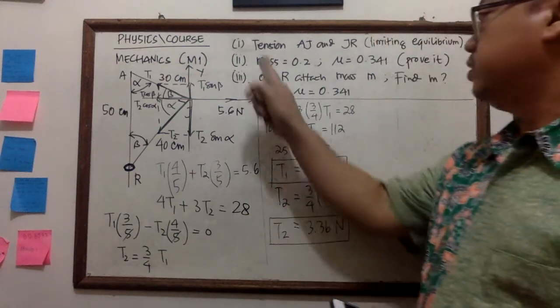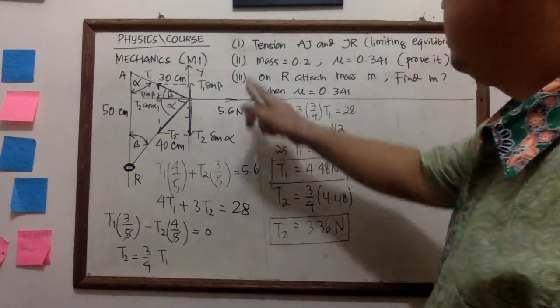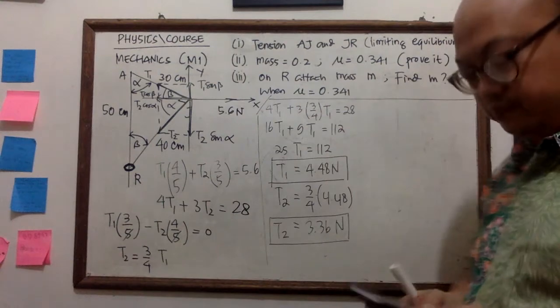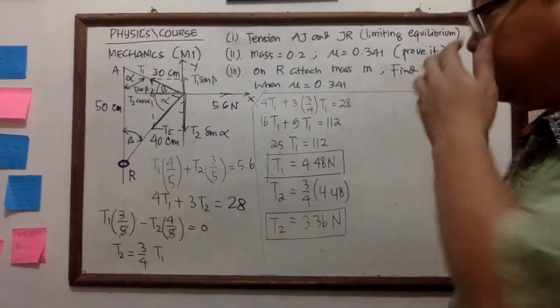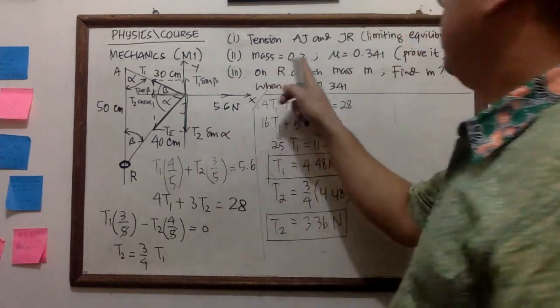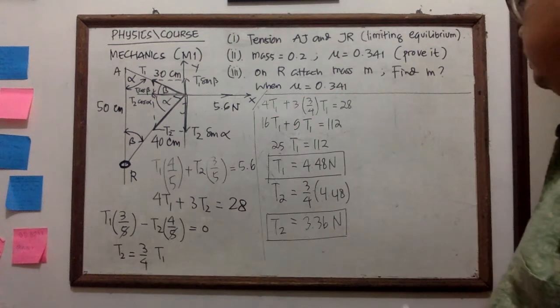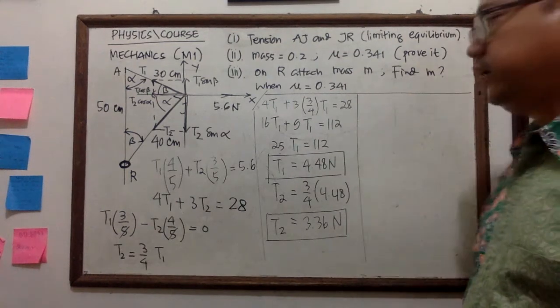So question one is already answered. Now, what is question two? If the mass of the ring is 0.2, we need to prove that mu is 0.341. Okay.